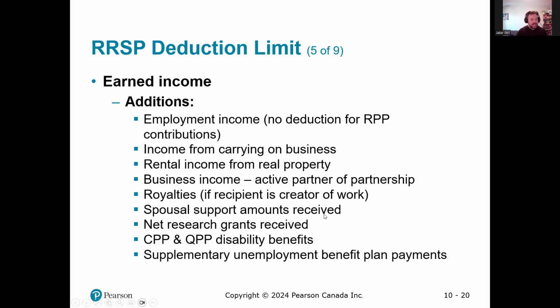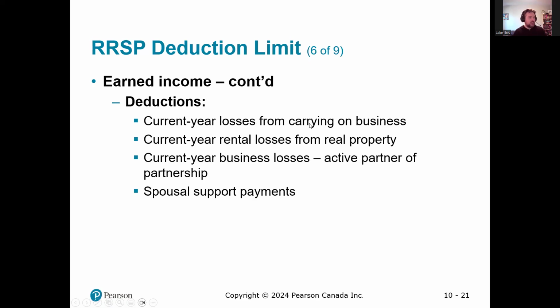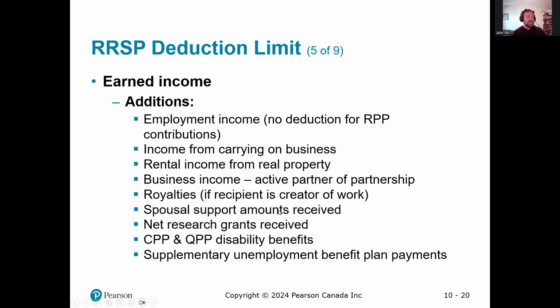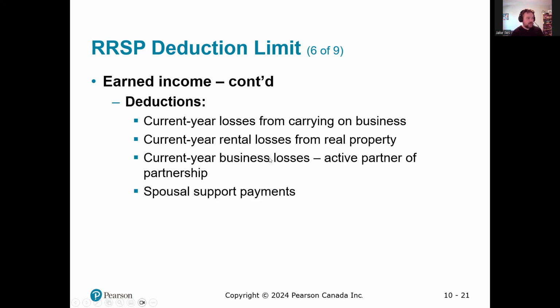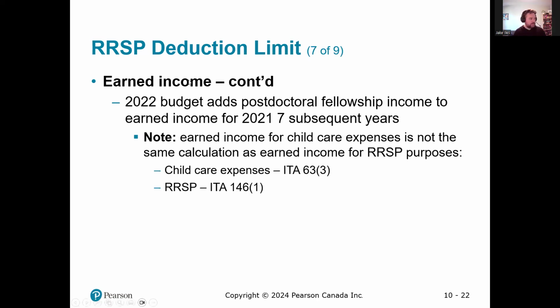Spousal supports received are also added to earned income. It's being subtracted from my spouse's income and added to mine. Alternatively, spousal support payments I pay can be deducted from earned income. So deductions are current year losses from business, current year rental losses, current year business losses from partnerships, and spousal support payments. Spousal support received included, spousal support payments deducted. So that will tell us our earned income, and we can accumulate 18% of that towards contributions.